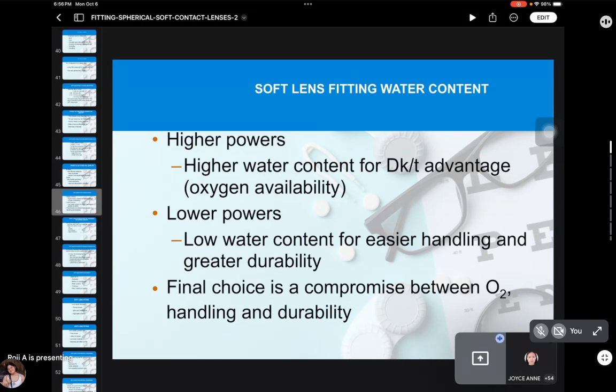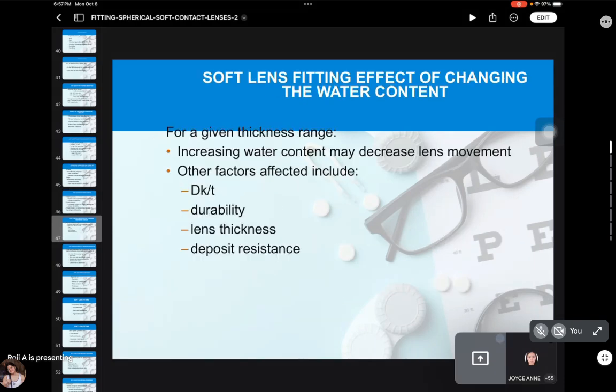Okay. So the higher the power, the higher the water content. Why? Because it's thicker. You want to compensate. So the most that you can do, make it high water content. Now, low power, you can do away with low water content. Okay? Final choice is a compromise between which one is more important, the oxygen permeability or the handling and durability. So that's one thing that you will have to compromise eventually.